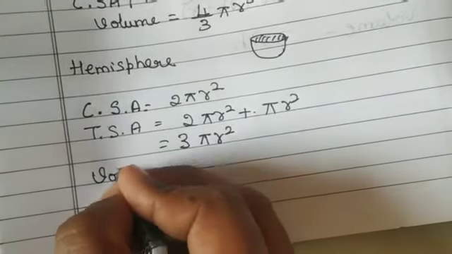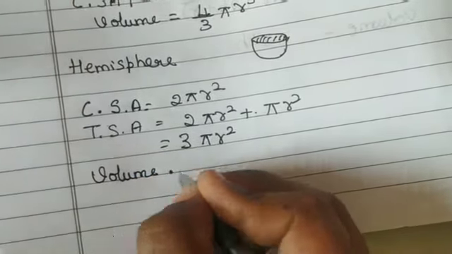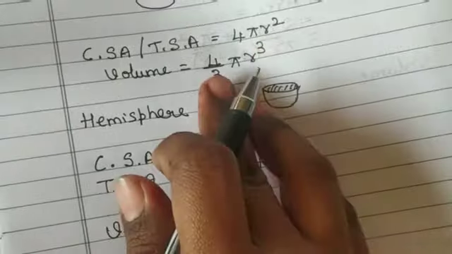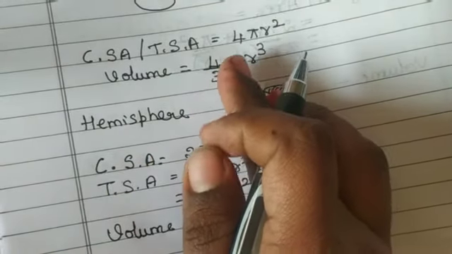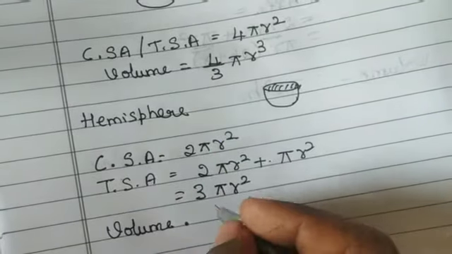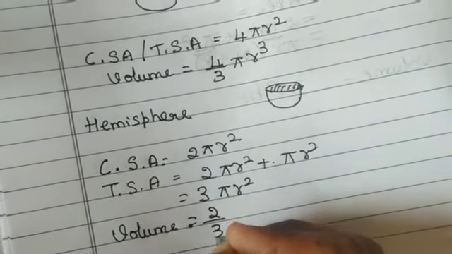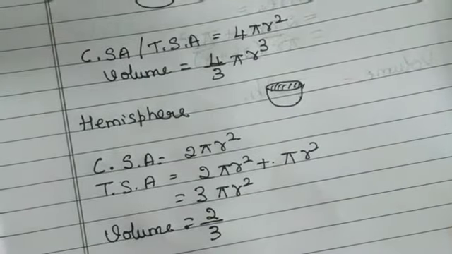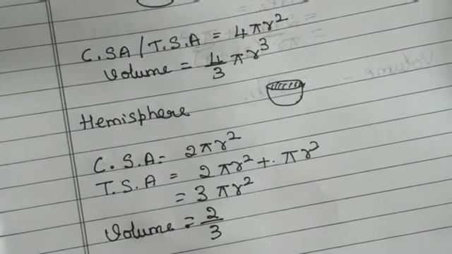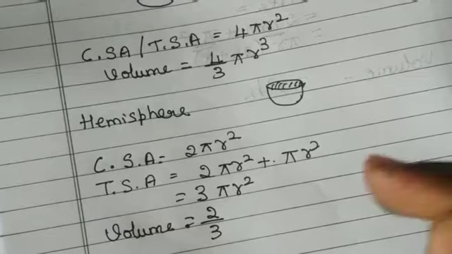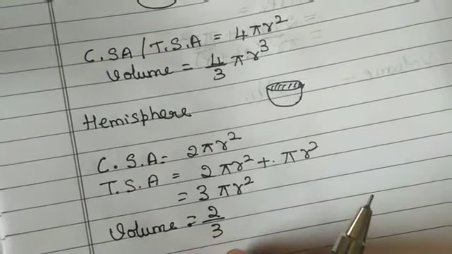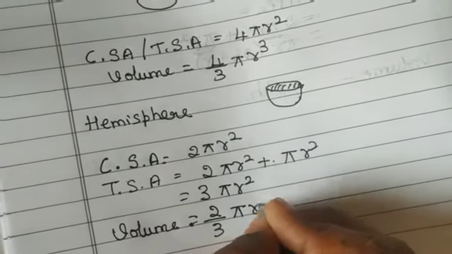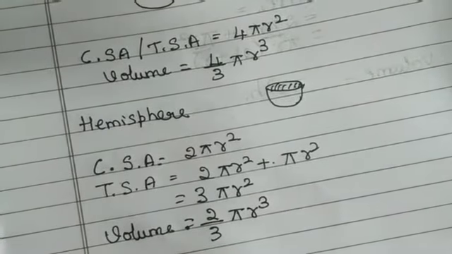And the volume, what is the volume? In the same way, for the sphere we write 4 by 3, and for the hemisphere we write 2 by 3. Why 2 by 3? Because when we take a ball and cut it, we get two parts, and here we are taking only one part, the hemisphere. So we write 2 by 3 pi R cube. This is the formula for the volume of the hemisphere.